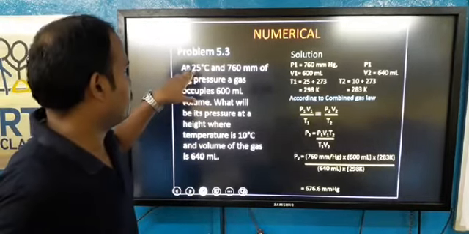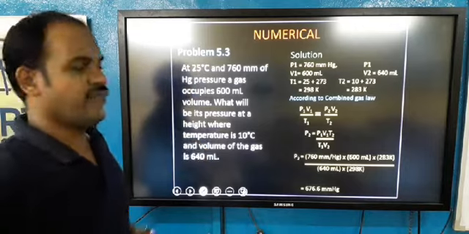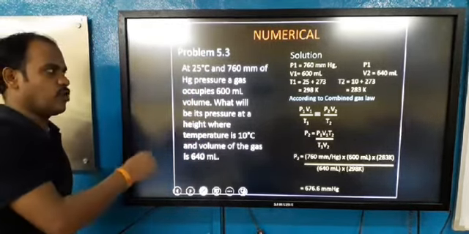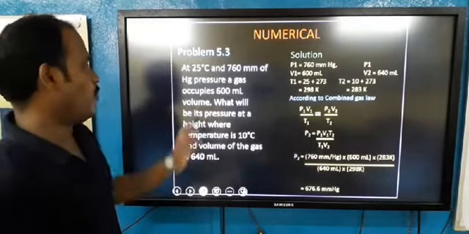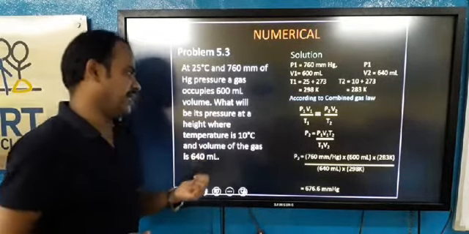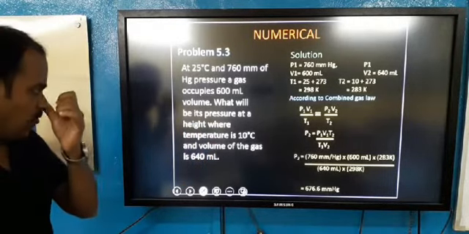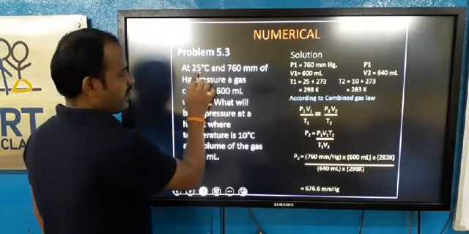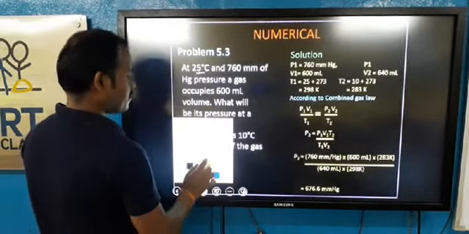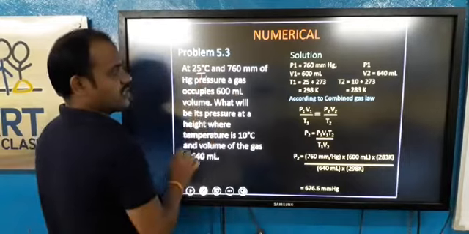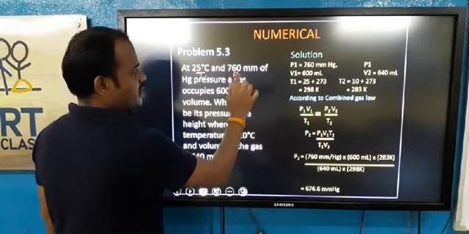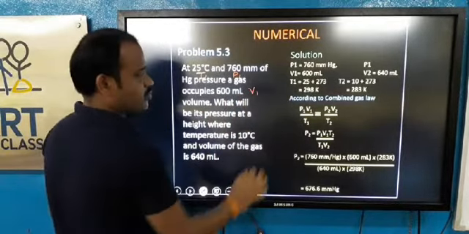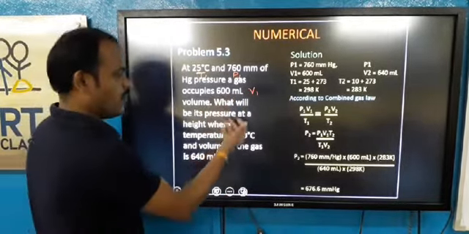Numerical: at 25 degrees C and 760 mm of Hg pressure, a gas occupies 600 ml volume. What will be its pressure at a height where temperature is 10 degrees C and volume of the gas is 640 ml? So see, at 25 degrees C, this one is T1, 760 mm of Hg is P1, and the gas occupies 600 ml volume, this one is V1. What will be its pressure?